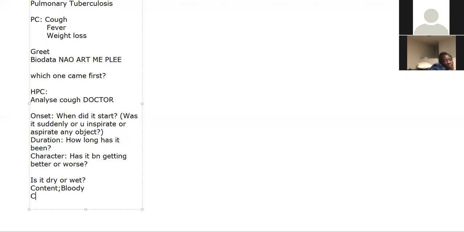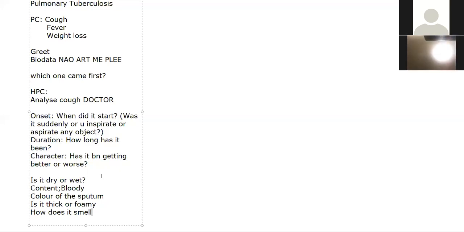So you want to know the color of the sputum. You want to ask about the color of the sputum, if it has a particular color. And you want to ask the consistency. Is it thick or is it foamy? You want to know. And also, you want to know if it has a particular smell. Like, how does it smell? You can ask the patient. All this is still under character. We are characterizing the character of the cough.